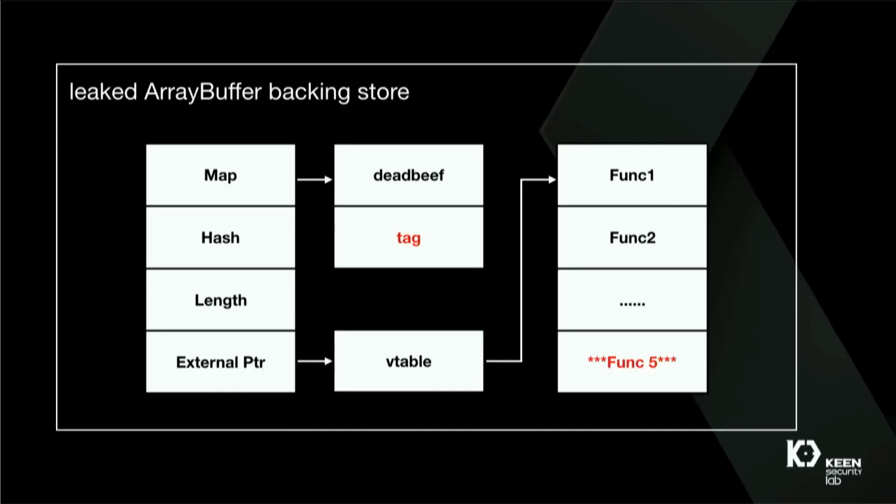And here is the layout of the fake external string. The type information of the string is stored in the tag field. So we need to carefully construct the map. And the external pointer points to the fake virtual table, while the comparison function is at the 5th index of the virtual table. And after carefully constructing the string, we put the address of the fake external string on the V8 heap and use the out-of-bounds compare to trigger the virtual function call and jump to our shellcode. So that is the first case we want to share.